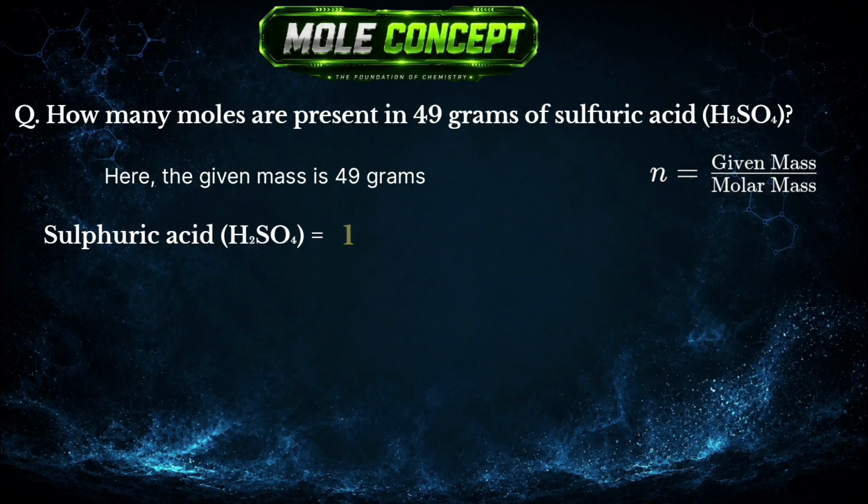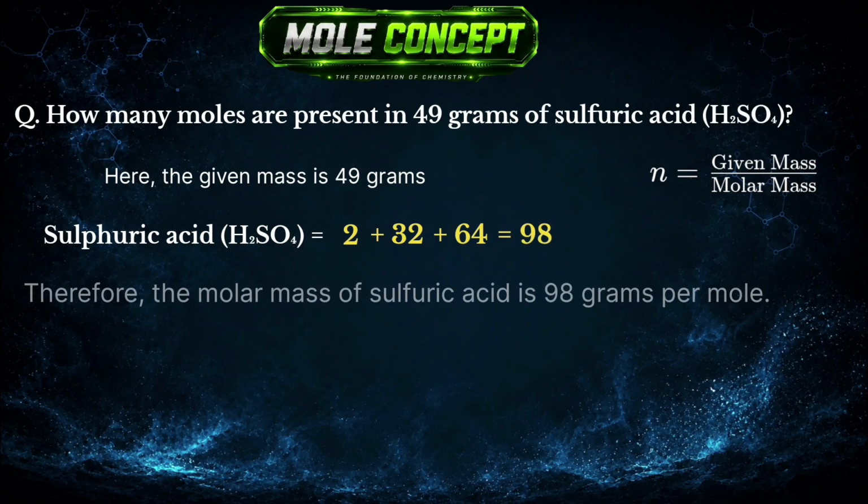Hydrogen has an atomic mass of 1, and there are 2 hydrogen atoms. So, multiply 1 by 2. 1 times 2 equals 2. Sulfur has an atomic mass of 32, and there is 1 sulfur atom. So multiply 32 by 1. 32 times 1 equals 32. Oxygen has an atomic mass of 16, and there are 4 oxygen atoms. So multiply 16 by 4. 16 times 4 equals 64. Now add all the atomic masses together. 2 plus 32 plus 64 equals 98. Therefore, the molar mass of sulfuric acid is 98 grams per mole.